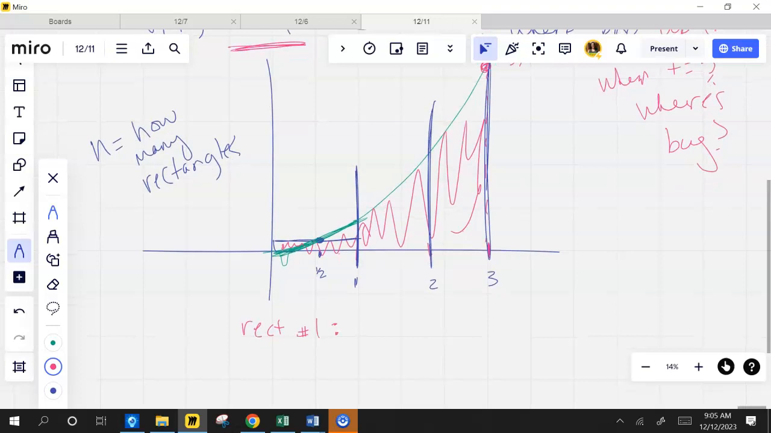Rectangle number 1 is going to have a width. They're all going to have the same width, in fact, right? Because I made sure they were equal intervals. It's going to have a width of 1. And what's the height? 1/2.